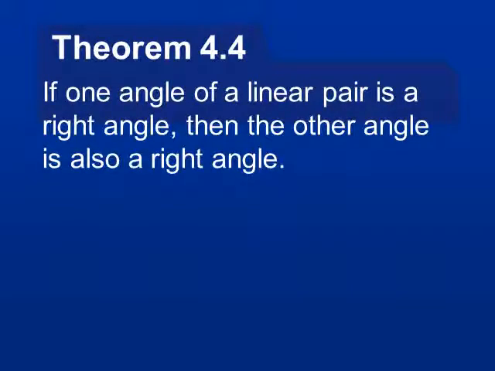If one angle of a linear pair is a right angle, then the other one has to be a right angle. Then you're going to know I also have a perpendicular. That's what I told you when we would talk about an angle bisector of a line is going to be 90 degrees.